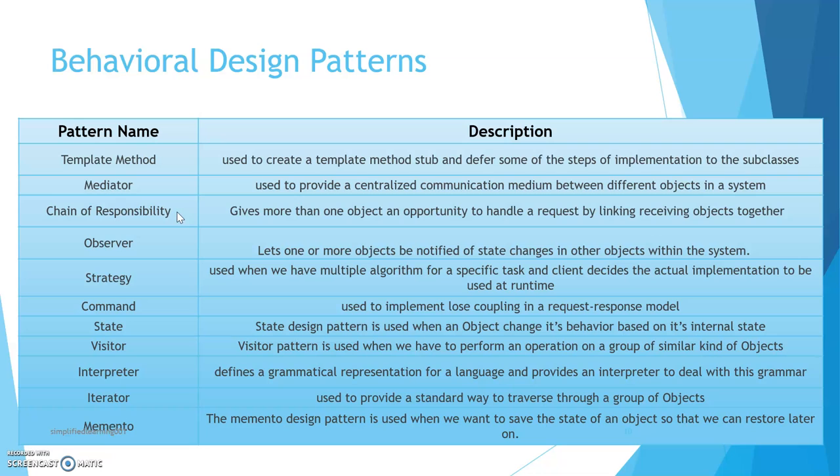The chain of responsibility design pattern gives more than one object an opportunity to handle a request by linking receiving objects together. The observer design pattern lets one or more objects be notified of state changes in other objects within the system. The strategy design pattern, for instance, is used when we have multiple algorithms for a specific task and the client decides the actual implementation to be used at runtime. The state design pattern is used when an object changes its behavior based on its internal state.